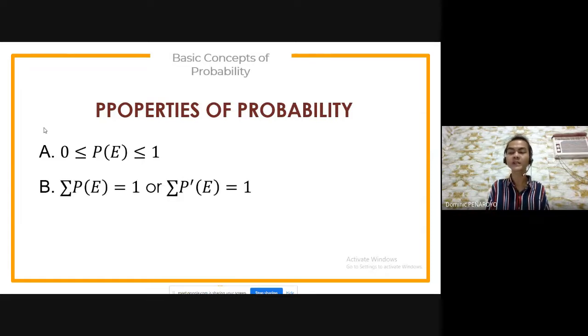Next, the sum of the probabilities of all events is equal to 1. This means that the list of all possible outcomes must be a non-overlapping set of events that includes all the possible outcomes. So these are non-overlapping events, all the possible outcomes must be present, and the total of that, or the sum, is equal to 1.